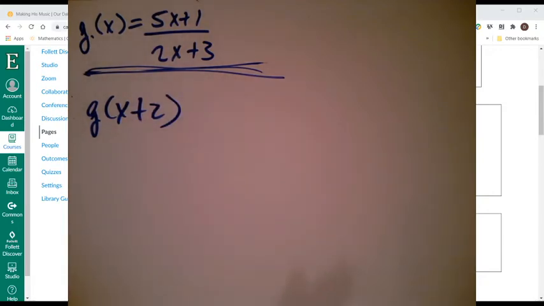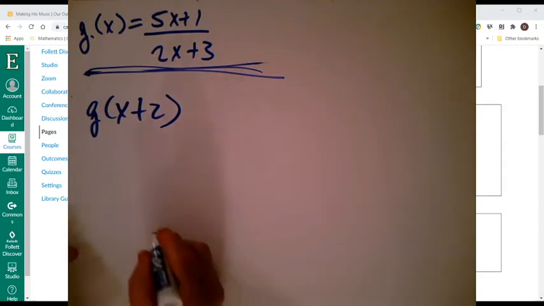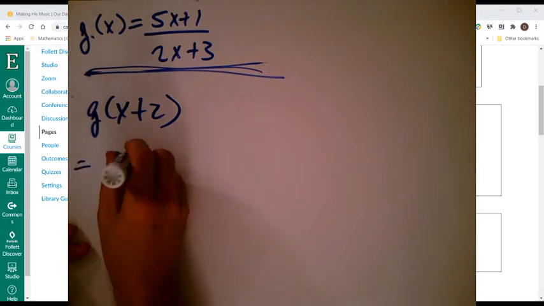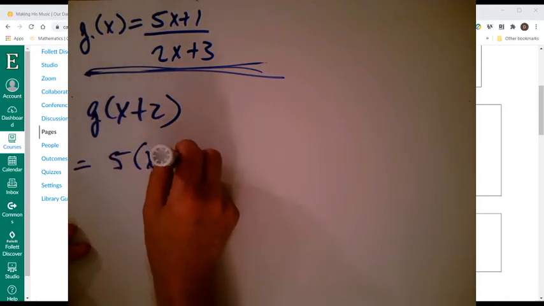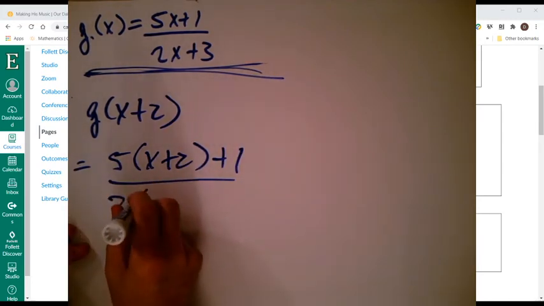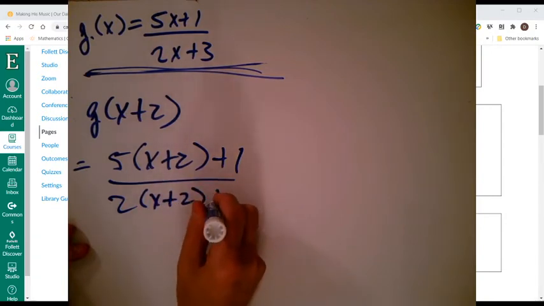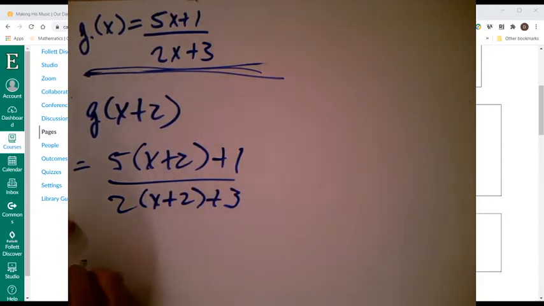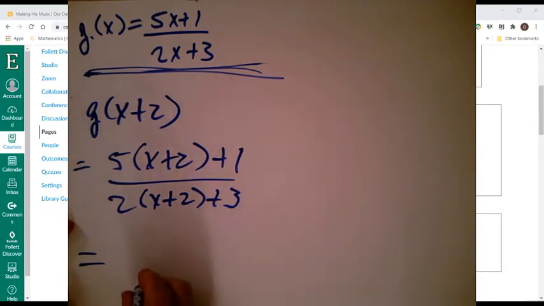Now, what does this do again? Remember, this is g of x equals 5x plus 1 over 2x plus 3, or g of smiley face equals 5 smiley face plus 1 over 2 smiley face plus 3. When I see a big mess on the inside of a function, I tend to call it blob. So I'm going to read this as g of blob equals 5 blob plus 1 over 2 blob plus 3. I'm going to start writing. I'm going to go 5, and here's my blob, plus 1 over 2 blob plus 3, like that.